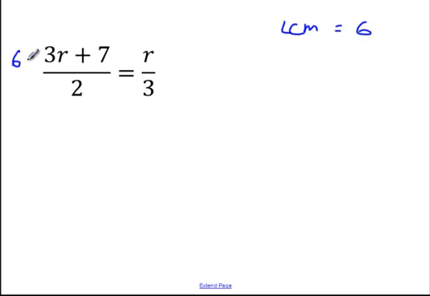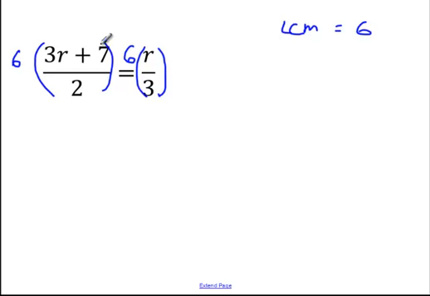Okay, so I need to multiply each term by 6. So I'll just write that in here. 6 times this whole thing. And if I've got the brackets there, I don't really need to write the times sign in. And 6 times this whole thing. So let's look at how that cancels with our denominators.